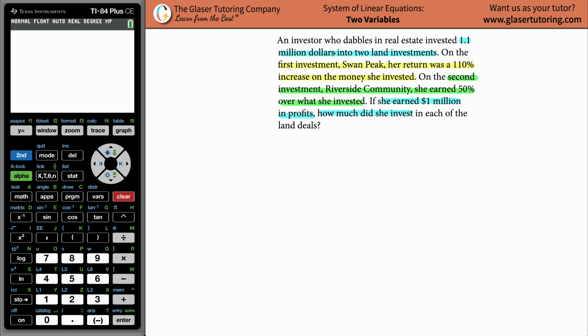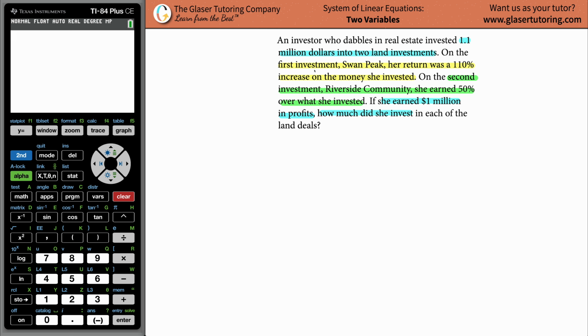Now, the best advice that I can give you is always start off with your variables. And the variables are always going to be linking to what the question's asking. So in this case, the question is asking, how much did she actually invest, right? In the beginning, they said that she's dabbling with $1.1 million, but she's investing into two land investments, Swan Peak and Riverside Community. I don't know how much she put into Swan Peak, and I don't know how much she put into Riverside Community. So those are our two variables.